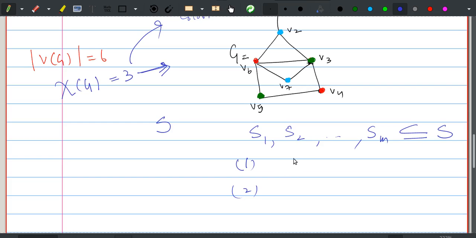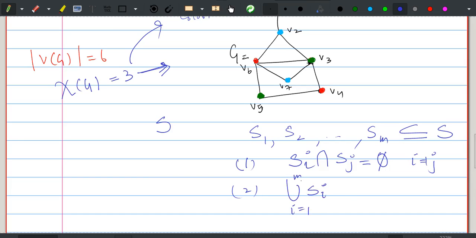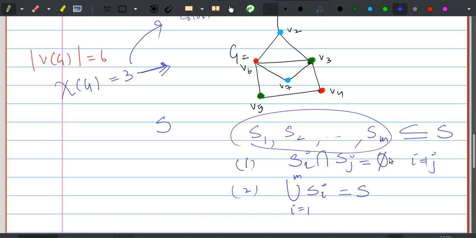The first condition is that they are mutually disjoint, i.e. if I take Si and Sj, where i is not equal to j, and take their intersection, it must be an empty set. The second condition is that if we take the union of these Si's, where i runs from 1 to m, it must be S. If these two conditions are satisfied, then these subsets of S are said to form a partition of S.